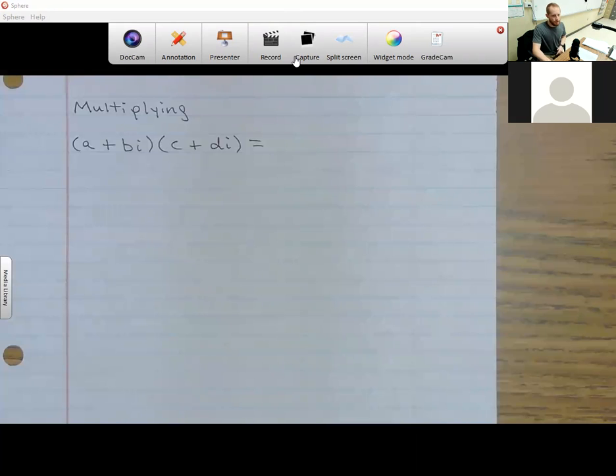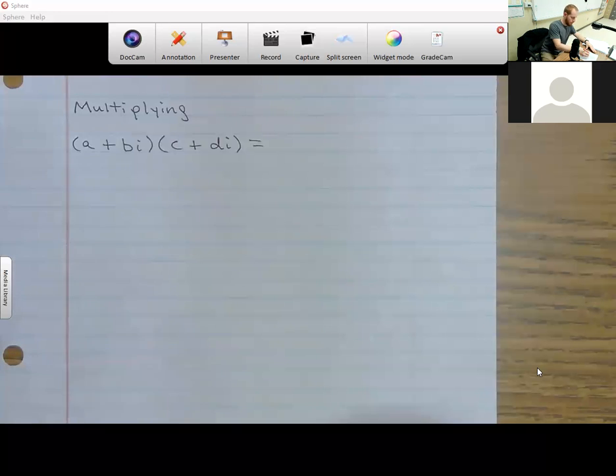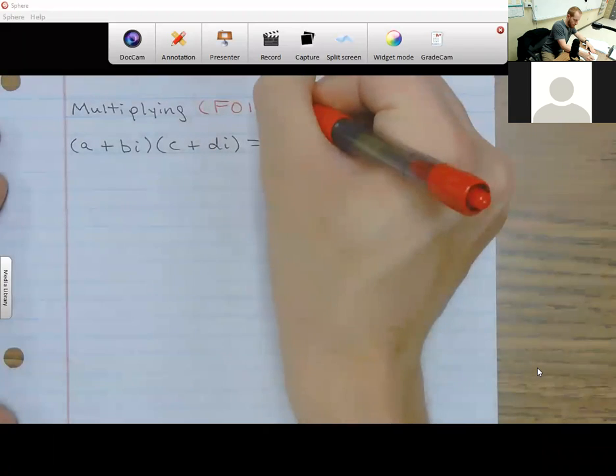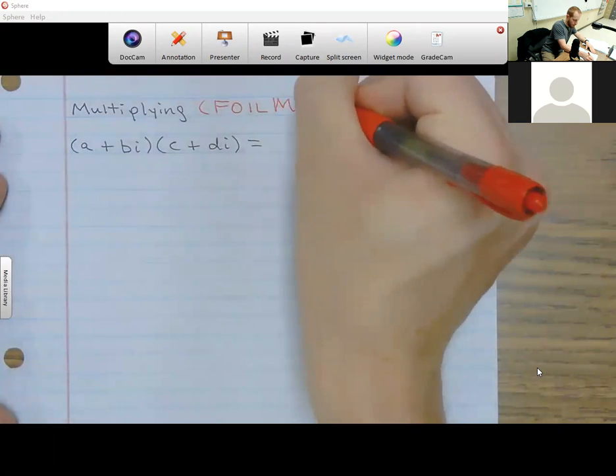Okay, so we have a plus bi and we have c plus di. So if we multiply these together, what's going to happen? Well, basically, this is going to be the FOIL method.